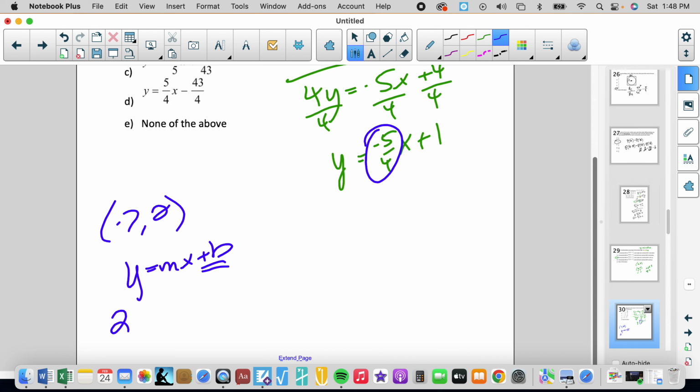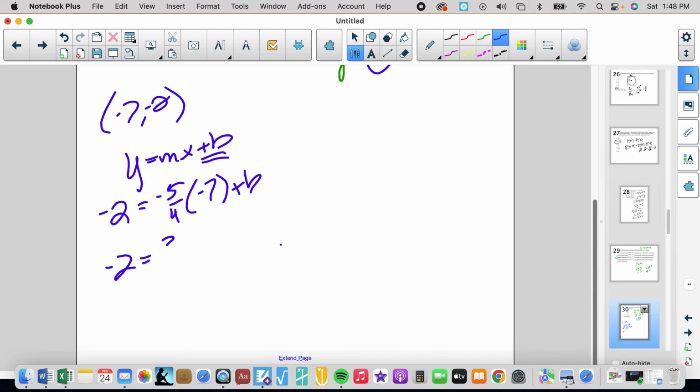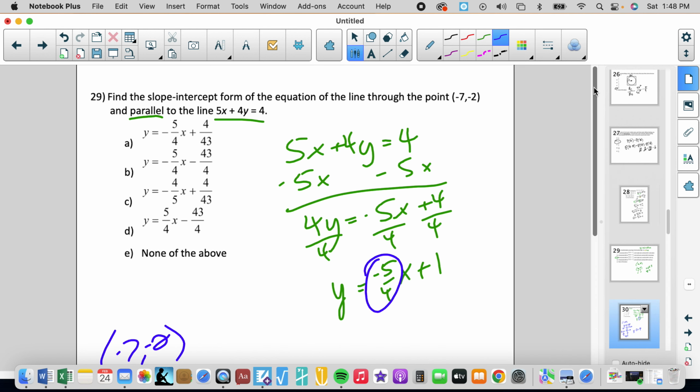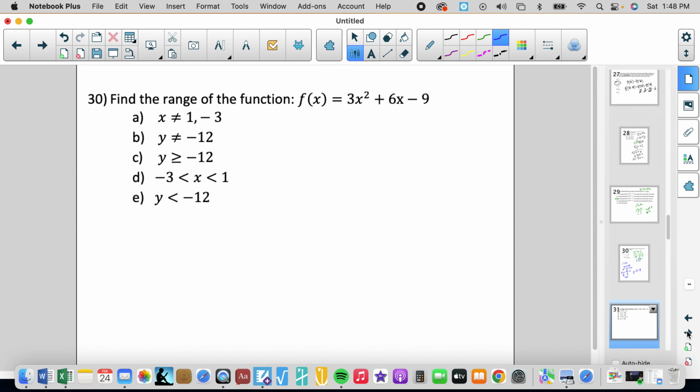So 2, was it negative 2? It was negative 2. Mr. Mack didn't write that negative. That would have been a bad thing. My slope is negative 5 fourths. My x is negative 7 plus b. Negative 2 equals 35 fourths plus b, minus 35 fourths, minus 35 fourths. We're going to make this into fourths. That's negative 8. That's negative 43 fourths equals b. So my equation is going to be y equals negative 5 fourths x minus 43 fourths. Yep, don't be afraid of fractions.